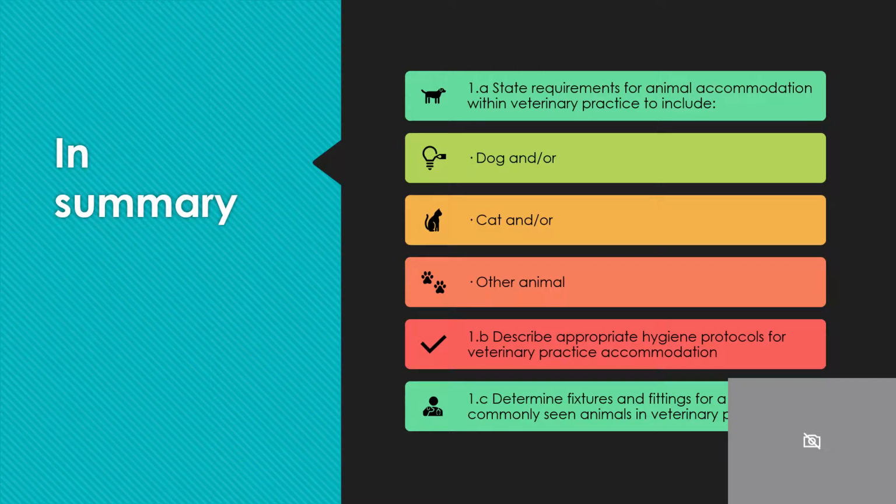In summary, during this session we have covered Learning Outcome 1, 1A, 1B and 1C. This has been covered by means of the video and research tasks completed by yourselves, to be marked by your veterinary education lead. This will also link to your e-portfolio.